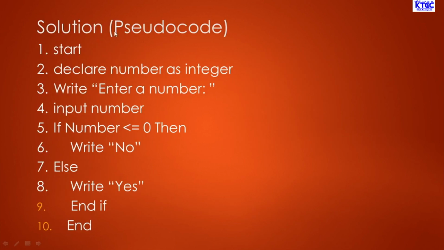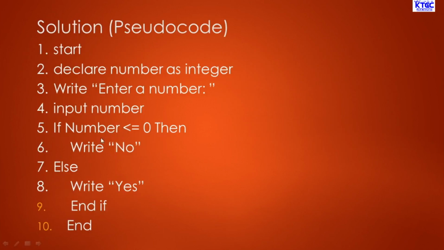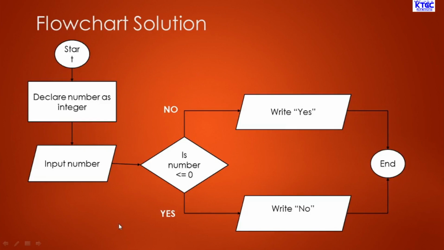Solution, in pseudocode: start. Declare number as integer. Enter number, input number. If number is less than or equal to 0, and you know that on the previous screen we were told that if it's equal to 0, it should display no, and if it is less than 0, we also display no. So we combine the two conditions using less than or equal to. If the number is less than or equal to 0, then display no. Else means it is greater than 0, so we display yes, and then we end if, end the program. So that is that. Let's see how the flowchart looks.